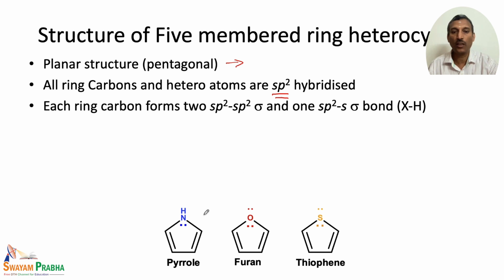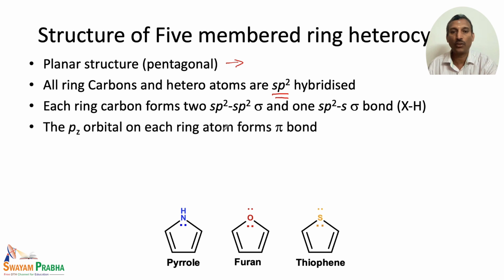So, this is the major requirement for planarity, and each ring has 2 sp2-sp2 sigma bonds and 1 sp2-s sigma bond, that is for the hydrogen, because every carbon has one hydrogen atom. So, this C-H bond is formed by the sp2-s sigma bond formation, and this carbon has a bond with the neighboring carbon atom, because two bonds are formed between these two carbon atoms.